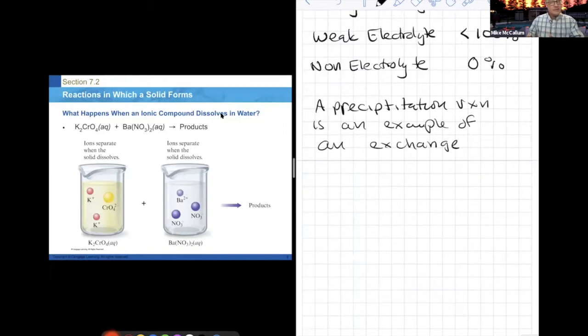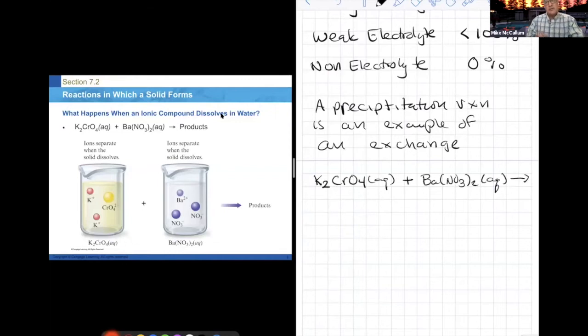And what happens is the ions kind of do a square dance and change partners, right? So the possible products come from the partners changing. So the way you write this is you write K2CrO4 (aq), right? We did this before. Ba(NO3)2 (aq).